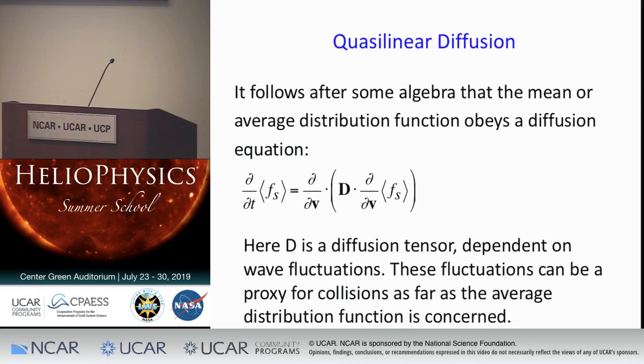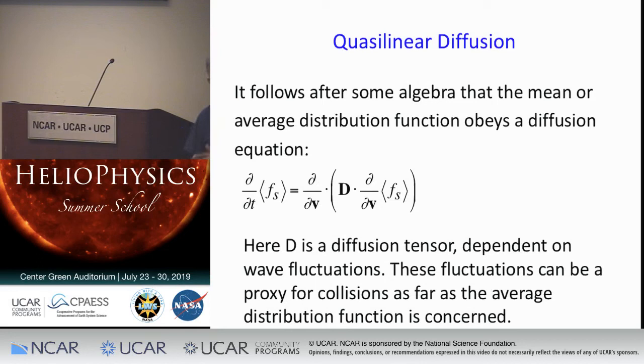Quasi-linear theory recognizes very well that there are some fluctuations in the system, but that wave particle interactions, which produce fluctuating electric and magnetic fields, can scatter particles just like real collisions. And therefore, based on instabilities in the system that are spontaneously generated, your average distribution can evolve in time in a diffusive sort of way due to the influence of the waves. That diffusive property is described by the so-called diffusion tensor, which really depends on wave fluctuations.